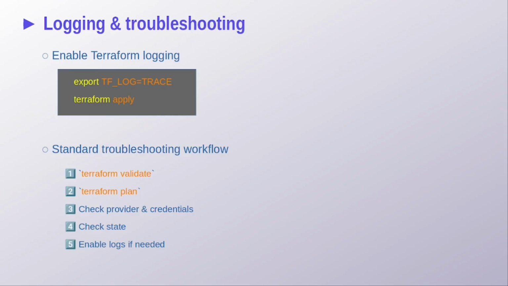Standard troubleshooting workflow. When something goes wrong, follow step-by-step tracking. First, terraform validate. Next, terraform plan. Next, check provider versions. Next, check credentials and permissions. Next, check state, and next, check logs if needed. And never jump straight to apply. Summary: Terraform failures usually come from misuse, not Terraform itself.